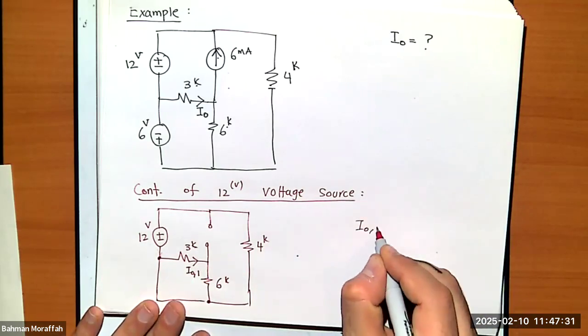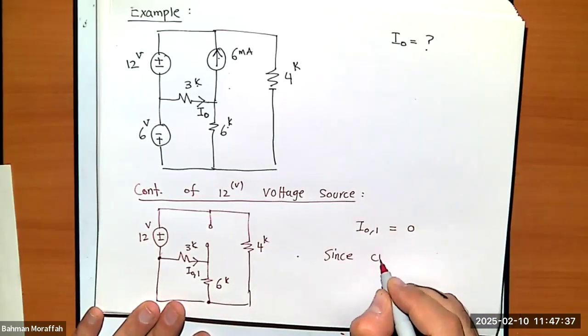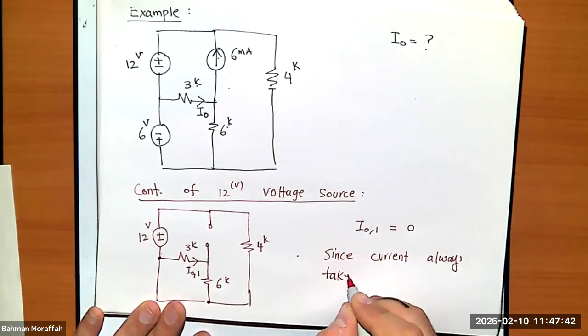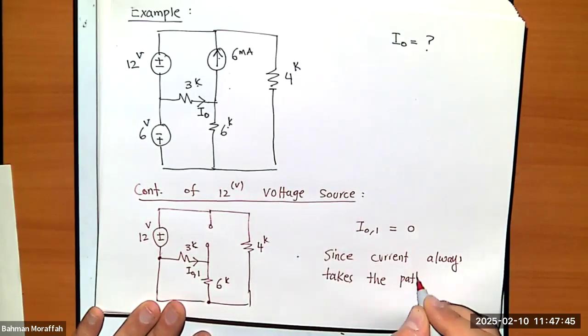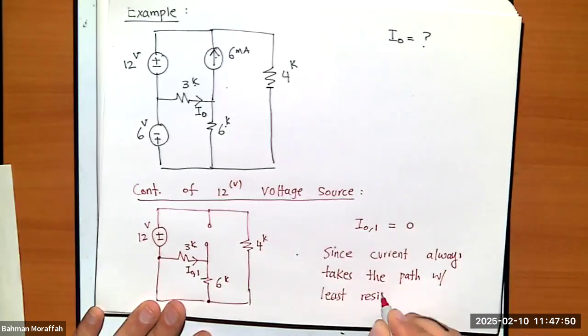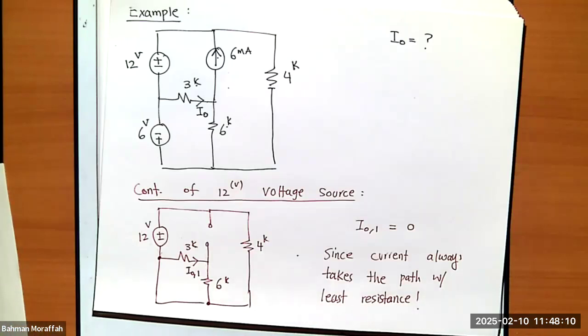So I naught 1 is 0, since current always takes the path with least resistance. Another way to convince yourself, again, is to just say these two things are in series, then the result is in parallel with this guy, with this wire over here, right? That's another way of looking at it. So this one was easy.